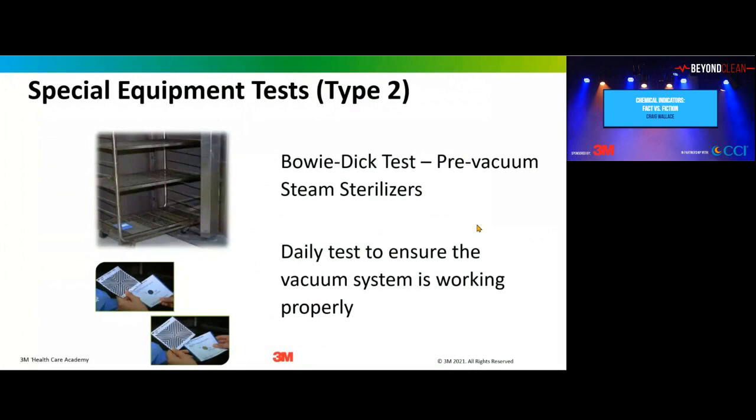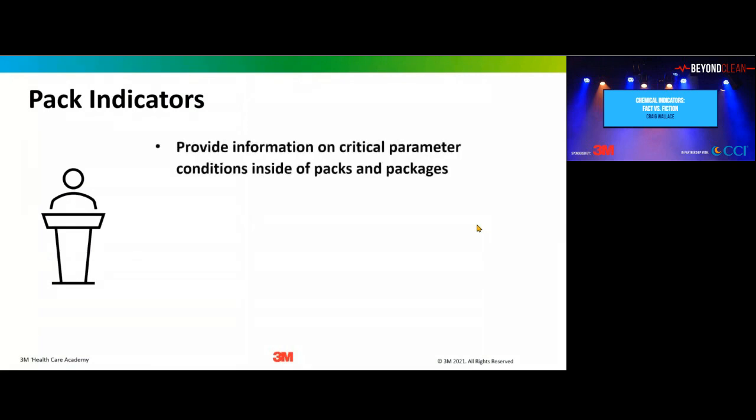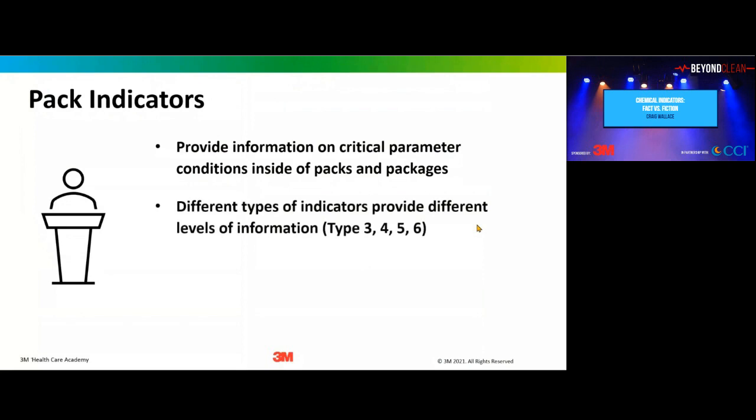So pack indicators, chemical indicators, are often used inside of packages. And they're in there basically to provide information on the physical conditions inside of packs and packages. And that's important to know, right? Because that's where the instruments actually are. The different types of indicators provide different levels of information. So pack indicators are typically going to be 3, 4, 5, and 6, and I will say that I don't know of any type 3 indicators on the market anywhere. I don't think anyone makes those anymore.